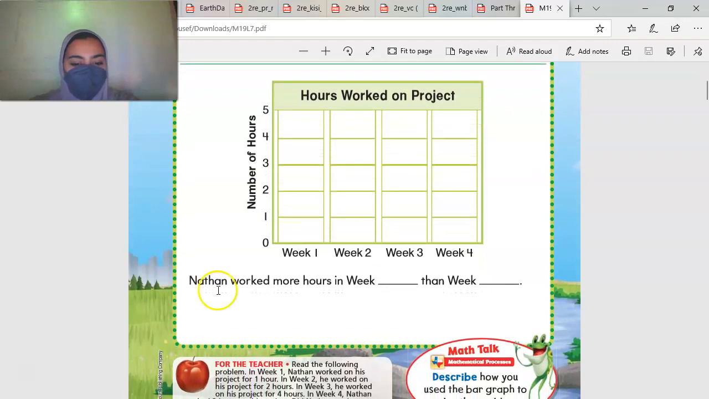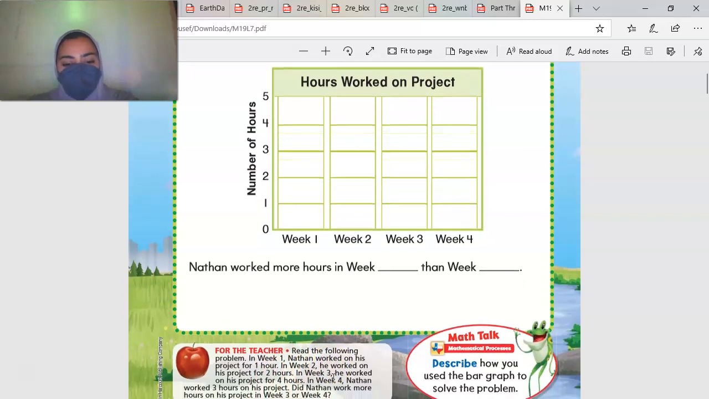So let's read what the problem is. It says, in week 1, Nathan worked on his project for 1 hour. In week 2, he worked on his project for 2 hours. In week 3, he worked on his project for 4 hours. In week 4, Nathan worked 3 hours on his project. Did Nathan work more hours on his project in week 3 or week 4?